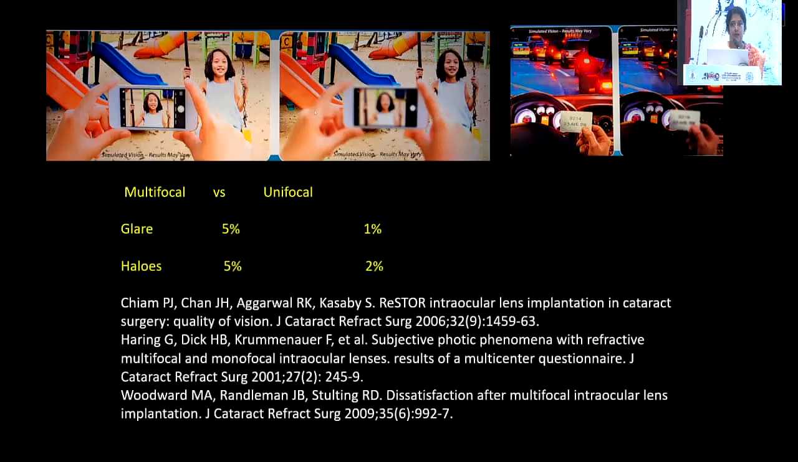In all these concepts of multifocal IOLs and unifocal IOLs, why is that great difference there? Because the main thing is glare and halos by the multifocal IOL. This is a comparison study.